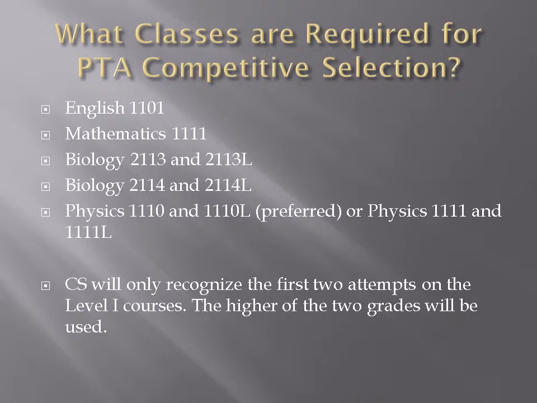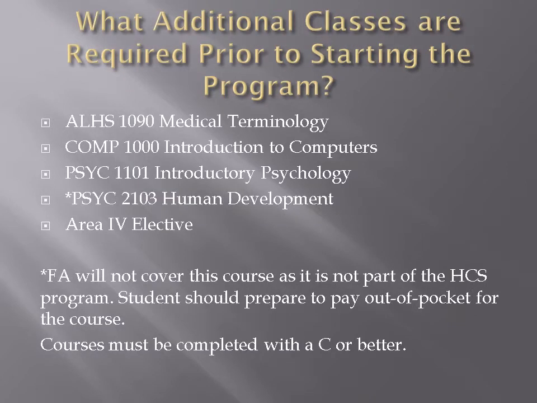What classes are required for PTA competitive selection? English 1101, Mathematics 1111, Biology 2113 and 2113L, Biology 2114 and 2114L, Physics 1110 and 1110L preferred, or Physics 1111 and 1111L. Competitive selection will only recognize the first 2 attempts on the Level 1 courses. The higher of the 2 grades will be used.